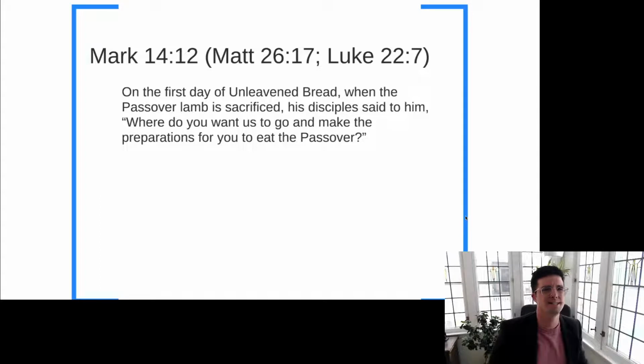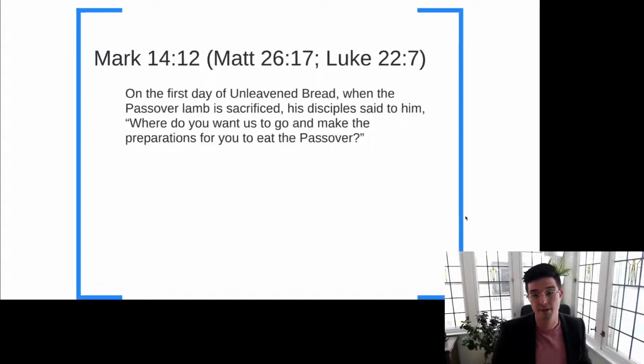And we don't have that same implication in the Gospel of John, where Jesus is presented as the slaughtered Passover lamb himself.